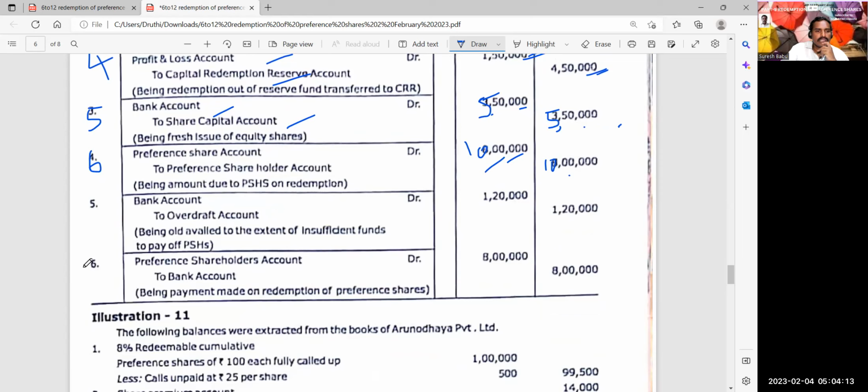Now this is the seventh entry. Preference shareholders account debit to bank account. This is 10 lakhs and 10 lakhs. This is right. Final payment. Bank account debit to bank, this is not required at all. So this was quite a challenging sum.